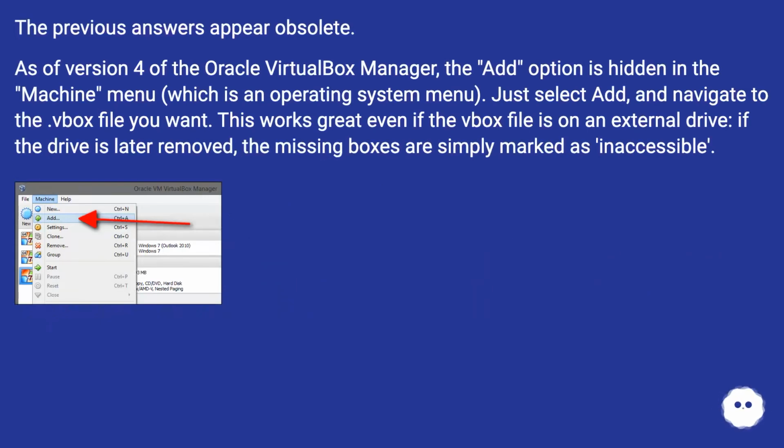The previous answers appear obsolete. As of version 4 of the Oracle VirtualBox Manager, the Add option is hidden in the Machine menu, which is an operating system menu. Just select Add, and navigate to the .vbox file you want. This works great even if the VBOX file is on an external drive. If the drive is later removed, the missing boxes are simply marked as inaccessible.